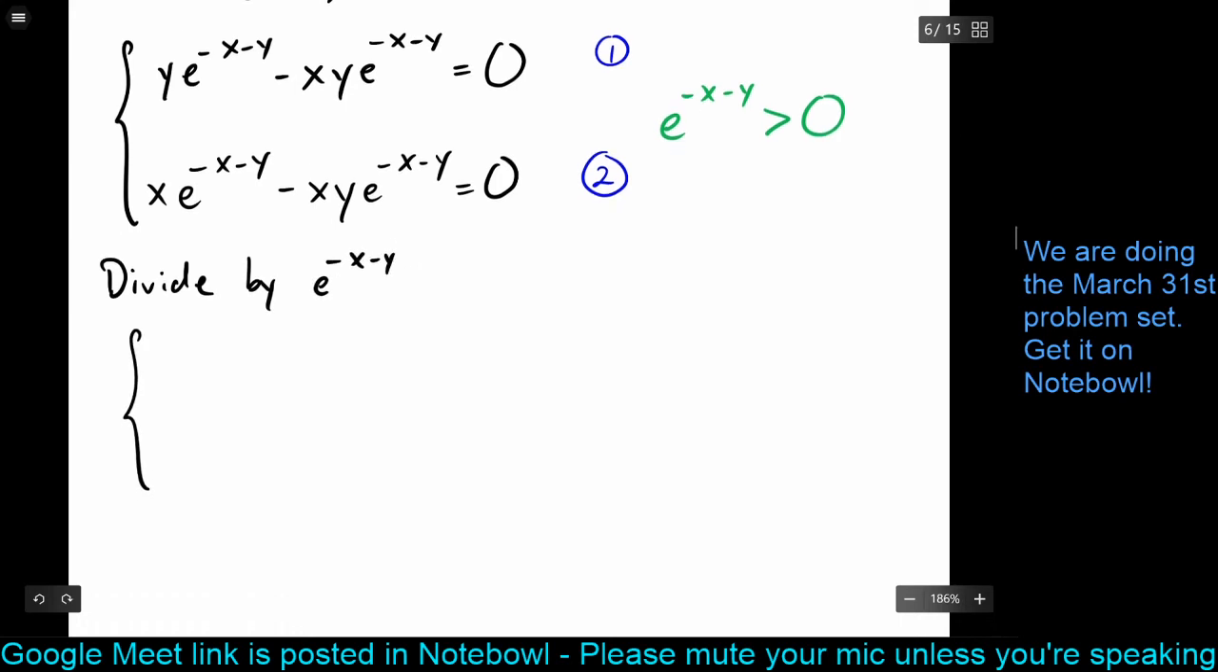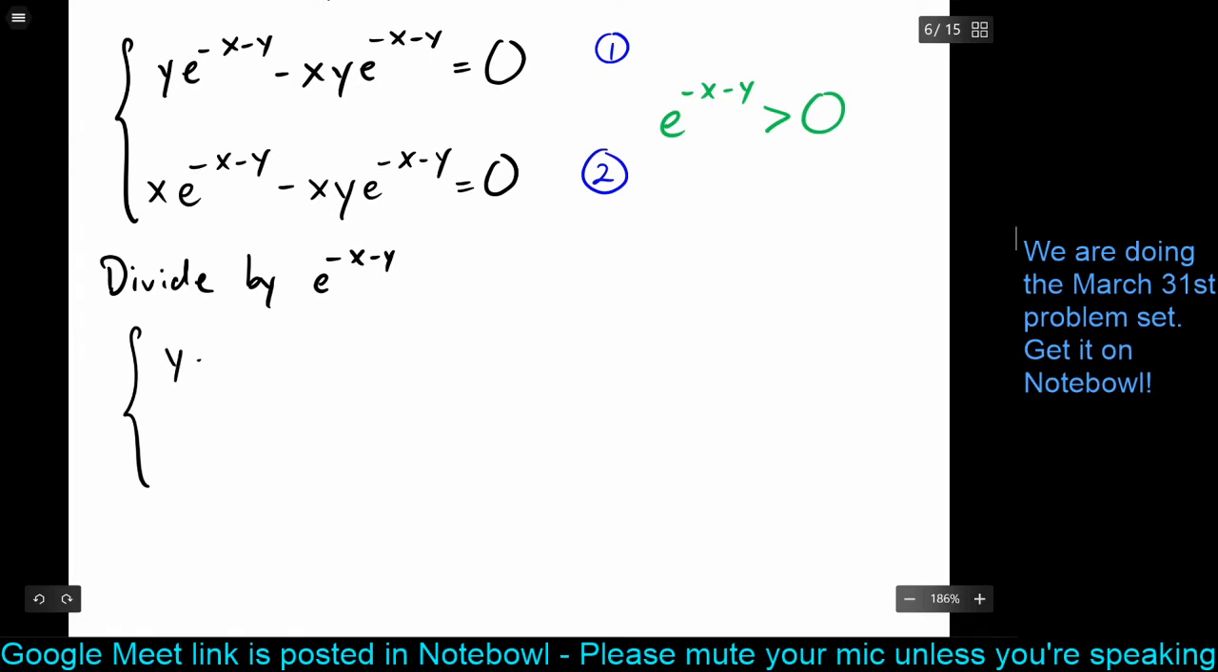And our new system turns into y minus xy equals 0 and x minus xy equals 0. So we've just divided both equations by e to the minus x minus y. And again, we do have to make sure that we're not dividing by 0, because if we're dividing by 0, we have to count that separately. But here, since that part's never 0, it's safe to divide by. Should one of the minus x be a y?